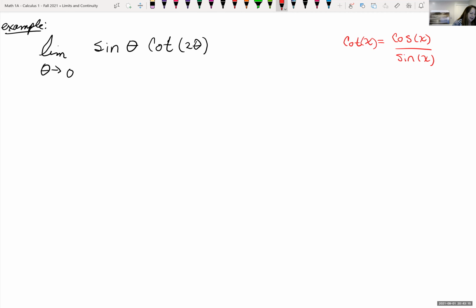And so let's go in and rewrite this limit. So, limit as theta goes to 0 of sine theta, all times cotangent of 2 theta, which is the same thing again as sine of 2 theta all over cosine of, actually it's not. I lied. It's cosine on top. Cosine of 2 theta all over sine of 2 theta.